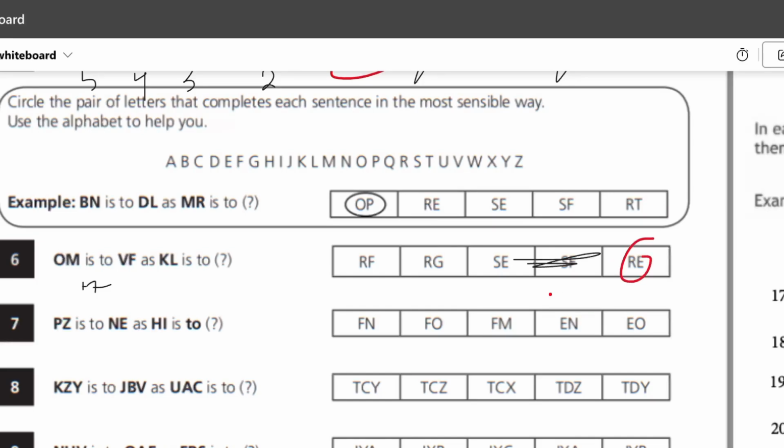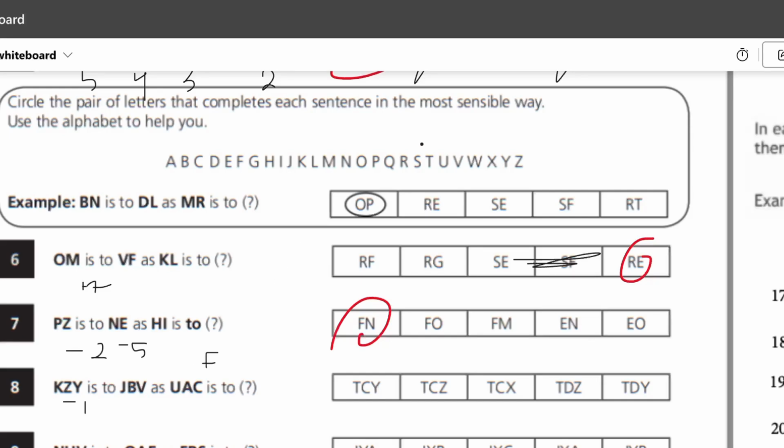So question number 7, P to N is going to be minus 2, and then Z to E is going to be back 1, 2, 3, 4, 5, minus 5. H minus 2 is F, and then I minus 5. Oh, actually from Z we're going to go forward 5. So from I we need to go forward 5. 1, 2, 3, 4, 5. We get FN. Question 8, K to J is minus 1.